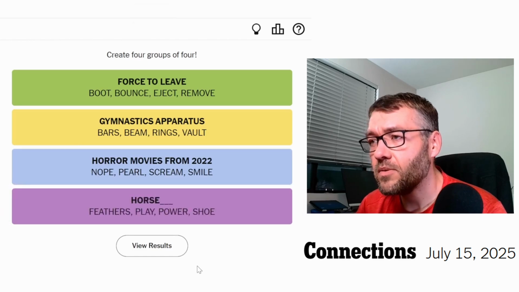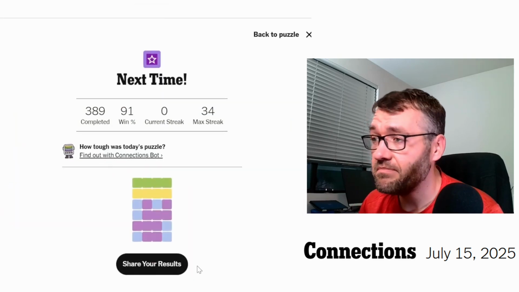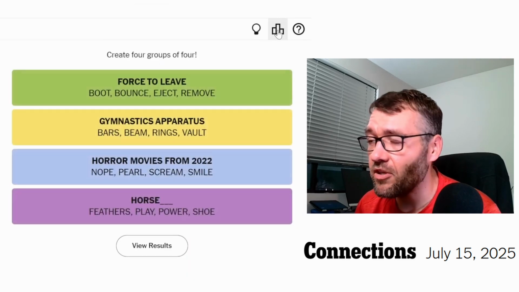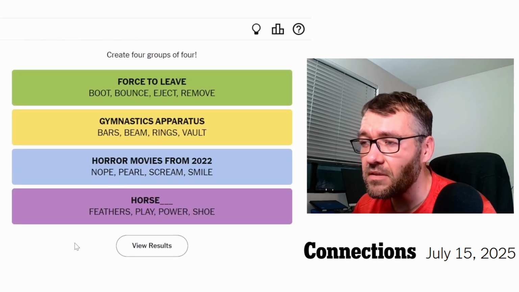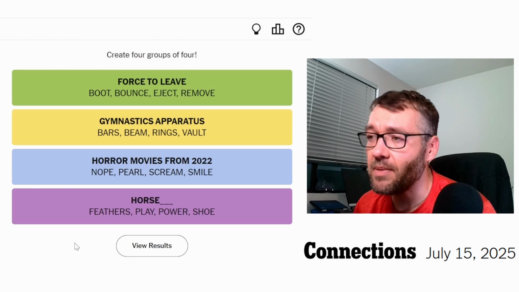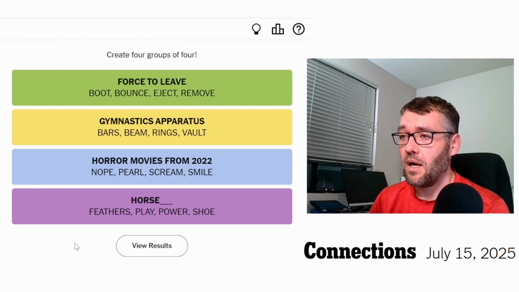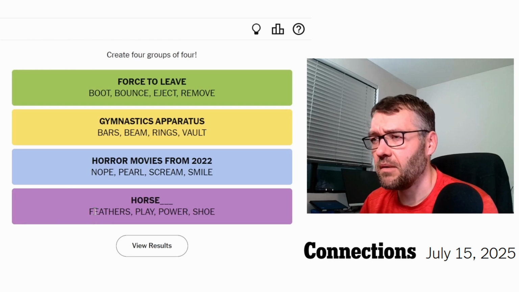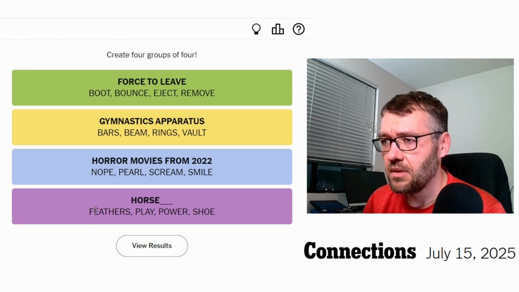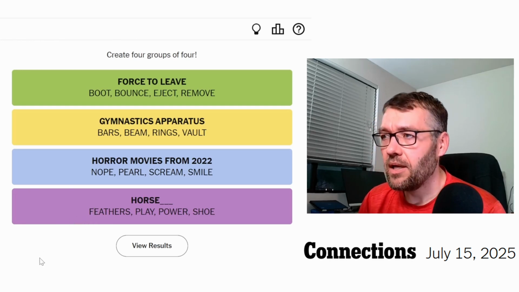Horror movies from 2022? Never heard of them. I mean, Scream I've heard of, but I've never heard of the other 3. Horse Feathers? Don't know what that is. Horseplay, Horsepower, Horseshoe. Okay. Yeah, I don't watch horror movies, so that just wasn't my puzzle. What are horse feathers? All right, well, I lost my streak.